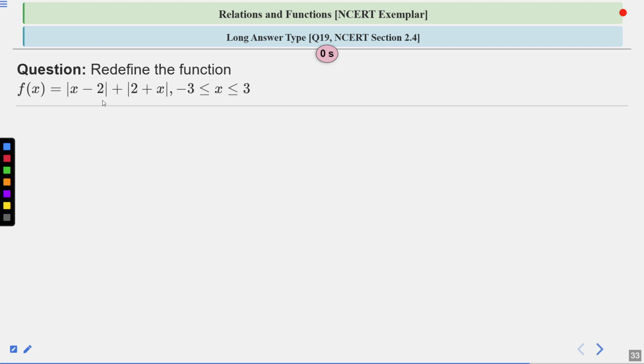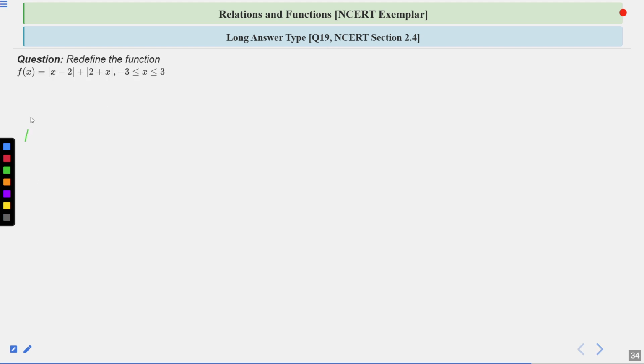The time is up. So f(x) is absolute x minus 2 plus absolute 2 plus x, where x is greater than or equal to minus 3 and less than or equal to 3.